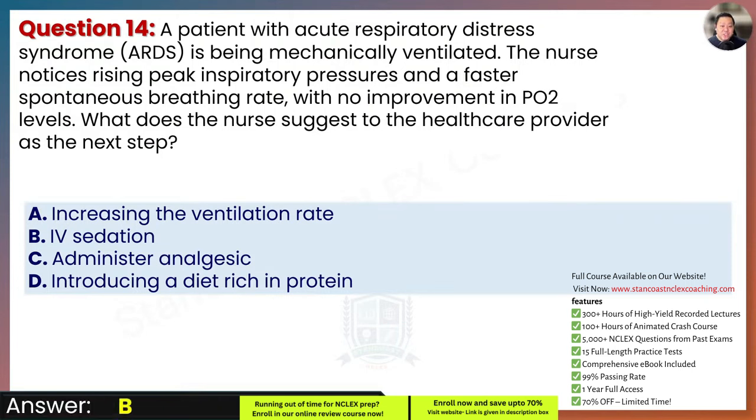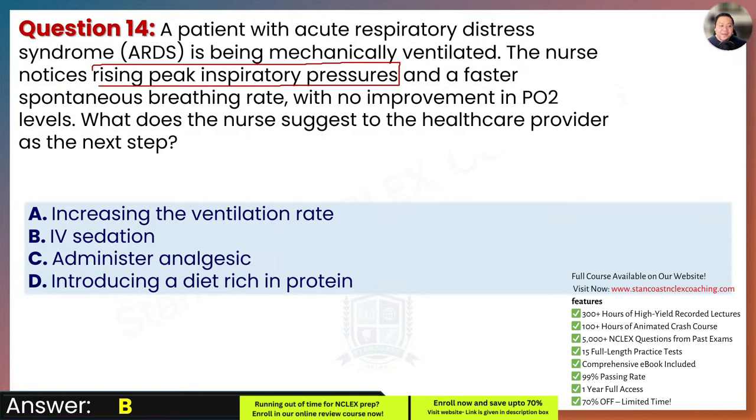Because when you're managing a patient with acute respiratory distress on a mechanical ventilator, it's very important to pay attention to both the patient's condition and the synchrony between the patient's spontaneous breathing and the ventilator settings. Now, in this case, we're seeing a rise in the peak inspiratory pressure. That's a red flag right there.